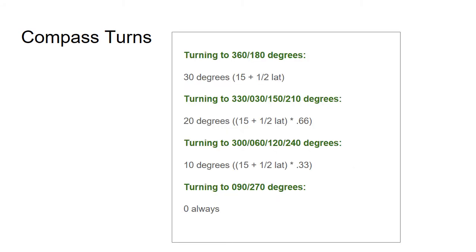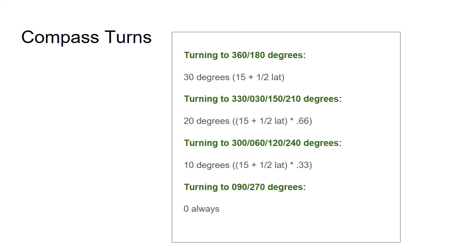The amount you need to overshoot or undershoot a turn depends on the direction you're turning as well as your latitude. A good rule of thumb for calculating this is to roll out 15 degrees plus half of the latitude before or after, depending on the direction.